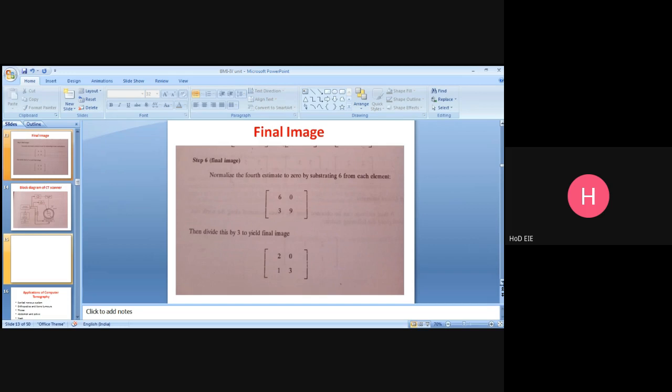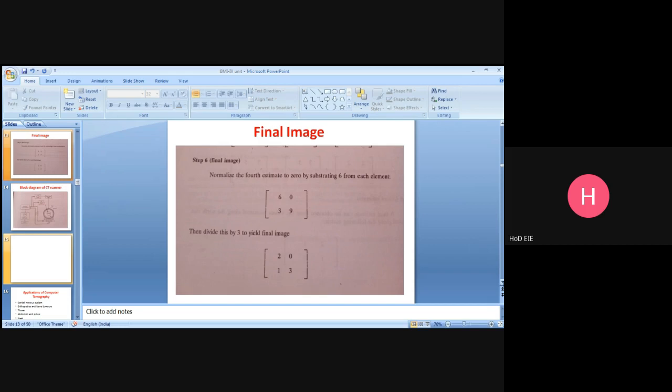So you are having this 1 comma 0. In your previous step, you are having these values along the northeast diagonal, that is your 2 comma 3. Here you are taking the values along your northwest diagonal, that is your 1 comma 0, and you are taking the sum. So your sum is 2 plus 3, which gives 5. So 5 comma 0, 1 comma 5. That's the matrix you are getting. You have to add this with your third estimate in order to get your fourth estimate.